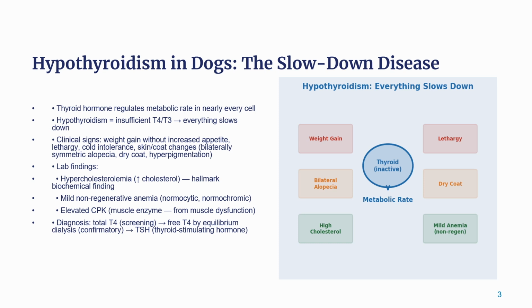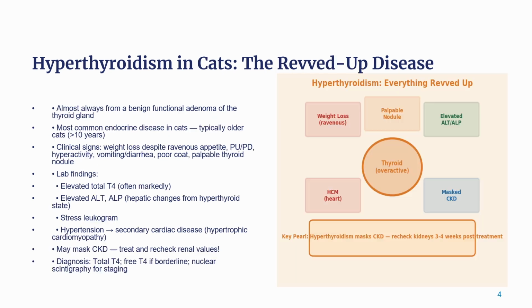A mild non-regenerative anemia is also common. Always screen with a total T4, but if clinical suspicion is high and total T4 is borderline, free T4 by equilibrium dialysis is more accurate, and an elevated TSH confirms the diagnosis. The pituitary is screaming for more thyroid hormone that isn't coming.